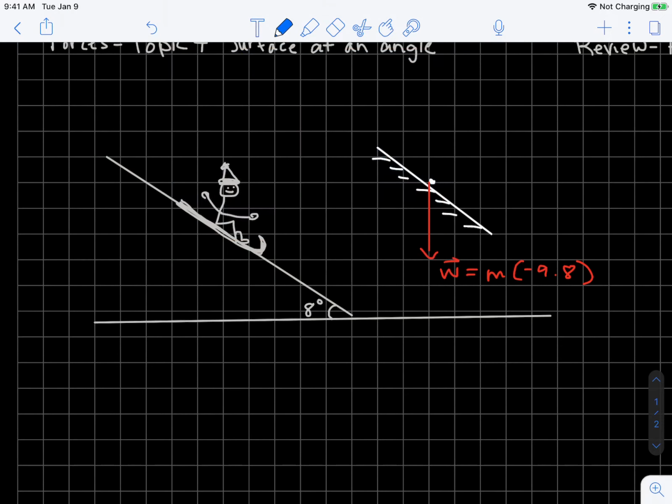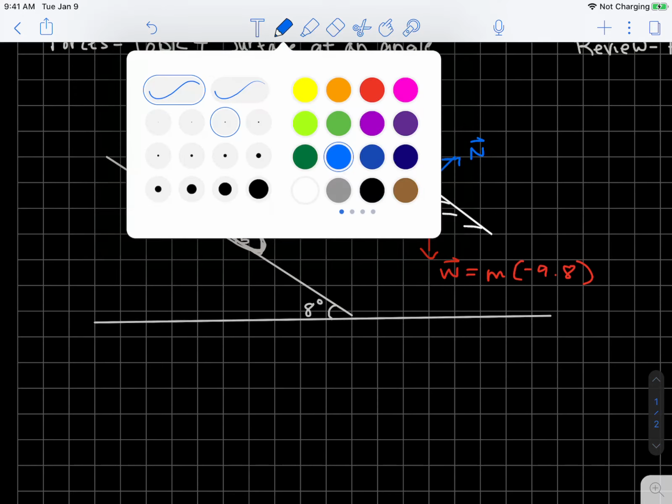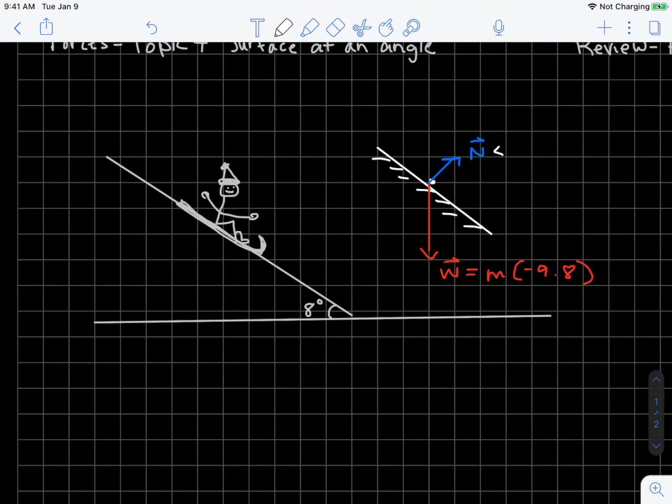The normal force is affected. You see, once I lift the kid on the sled up at an angle versus being flat, I'm actually changing my normal force. I'm actually decreasing it. So my normal force is going to be a little bit smaller than the magnitude of my weight.